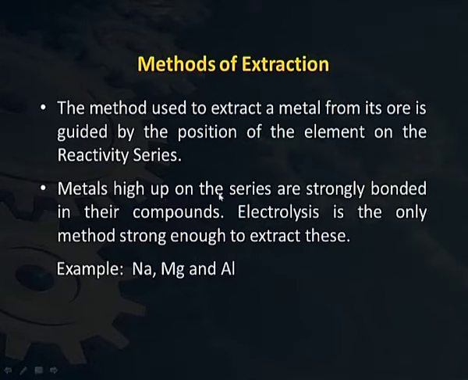So, what are the methods for extraction? The method used to extract a metal from its ore is guided by the position of the element in the reactivity series. As we said, the metals high up in the series are strongly bonded into the compounds, and methods such as electrolysis are the only methods possible to extract such material. Examples are sodium, magnesium and aluminum, which are extracted using electricity.